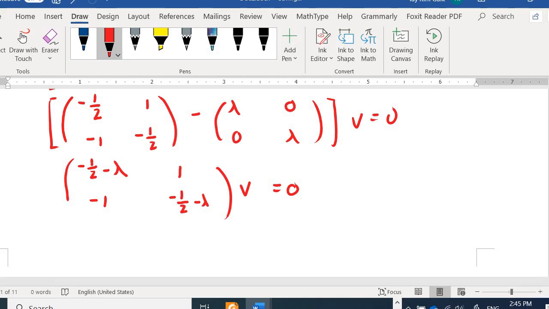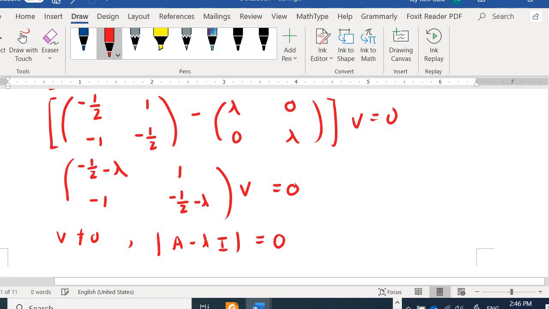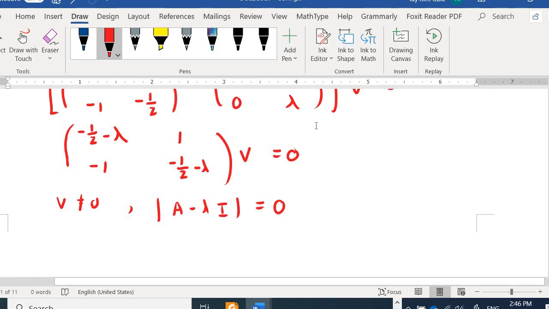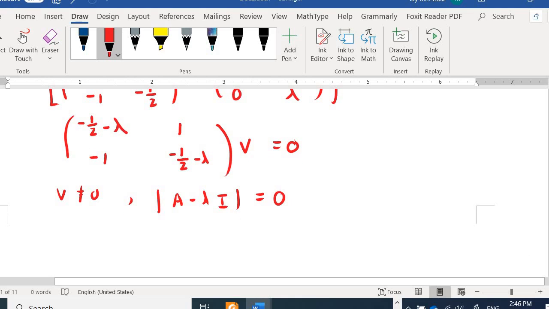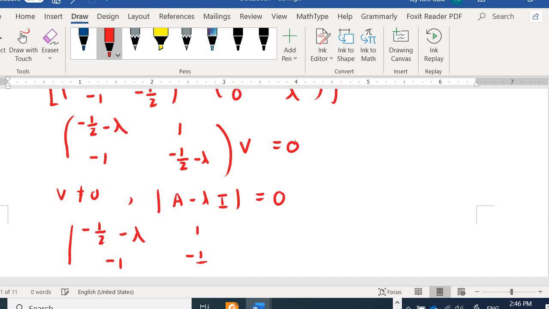For the next lesson, when I say determinant of A minus lambda I, v cannot be equal to 0. So the only way is for the determinant of A minus lambda I to equal 0. To get the determinant of your matrix, you just make it become a straight line. So negative half minus lambda, negative 1, 1, negative half minus lambda, equal to 0.